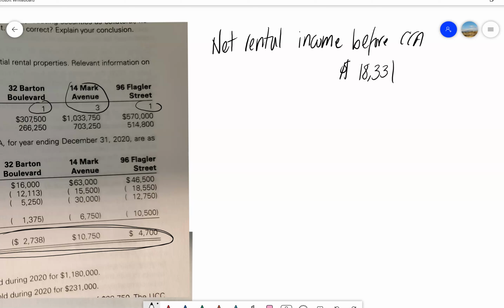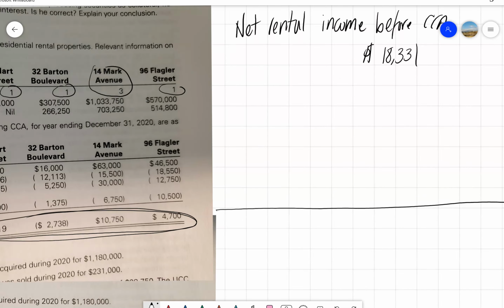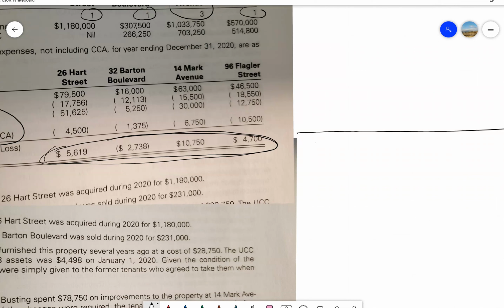Now we're going to just leave that there for now, because there could be other amounts such as recapture, terminal losses, that we have to add to this balance before we consider how much CCA we can take. So then all we're going to do is work through each of the properties one by one. Let's start with the property on Hart Street. So we look at the property on Hart Street that was acquired during 2020.